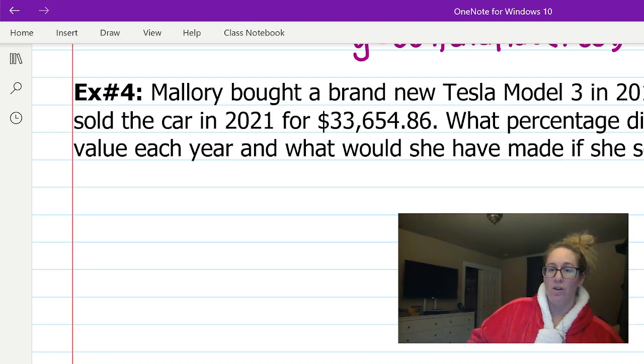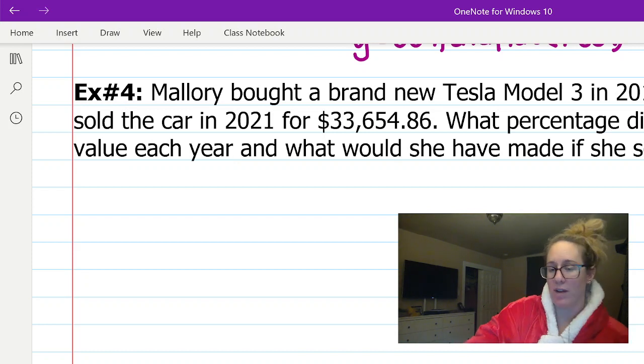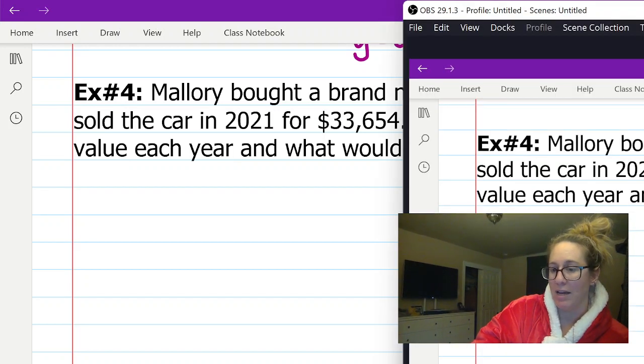So this is giving you your 2017 value of the car, and then it's giving you how much she sold it for in 2021. So it's not giving you the percent increase or decrease, and you have to find that. So I want you guys to take a pause and see if you can do that problem, and I'm going to do it on my end as well.